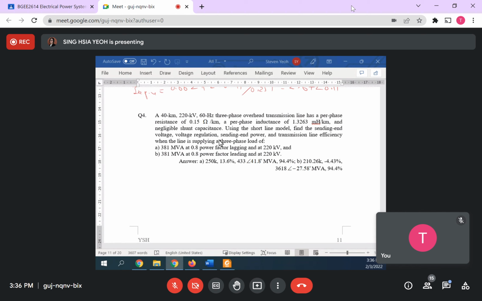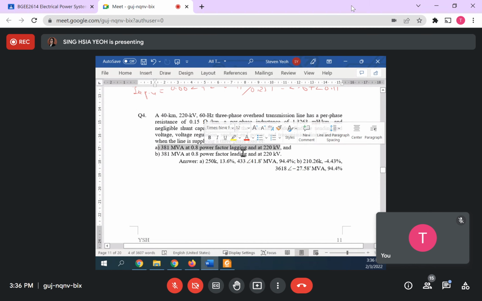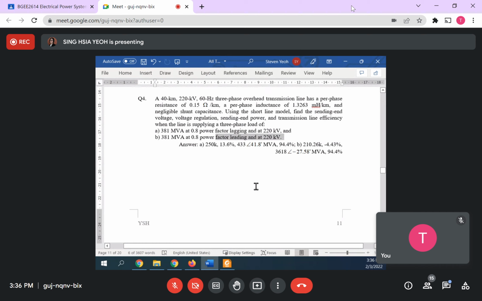Question 4 should be quite easy, because 40 km, what does it mean? Short line, right? Then they give you resistance per km and L per km, so you need to multiply with 40 km. It's so nice that they tell you it's a short line already. Sending end voltage, voltage regulation, sending end power, transmission line efficiency. When the load is lagging, and then when it is leading. Can you do it?